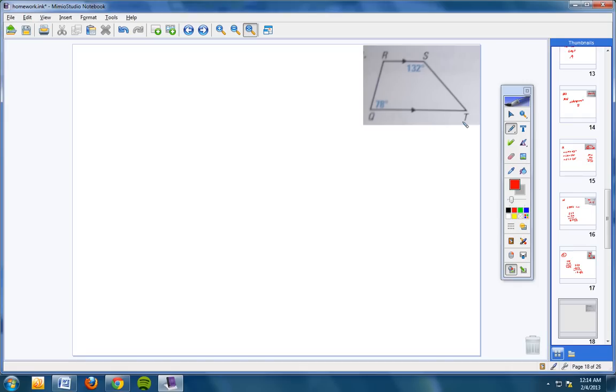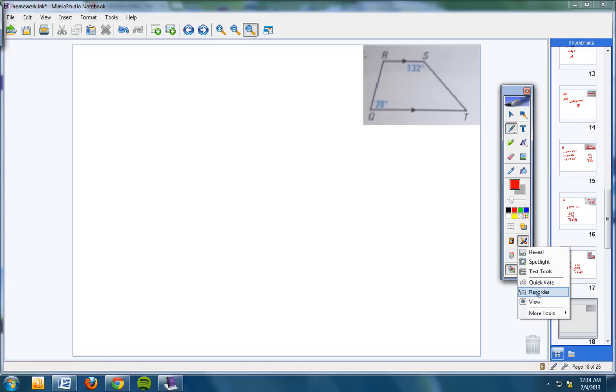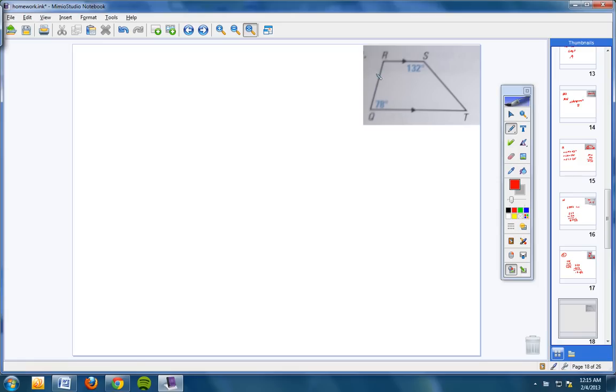And let's see what we have here. QRST is a trapezoid. So we're taking a look at number 17. Okay, now this will be a little interesting. It's a little tough here. And I guess I should have given you this sentence in your notes.